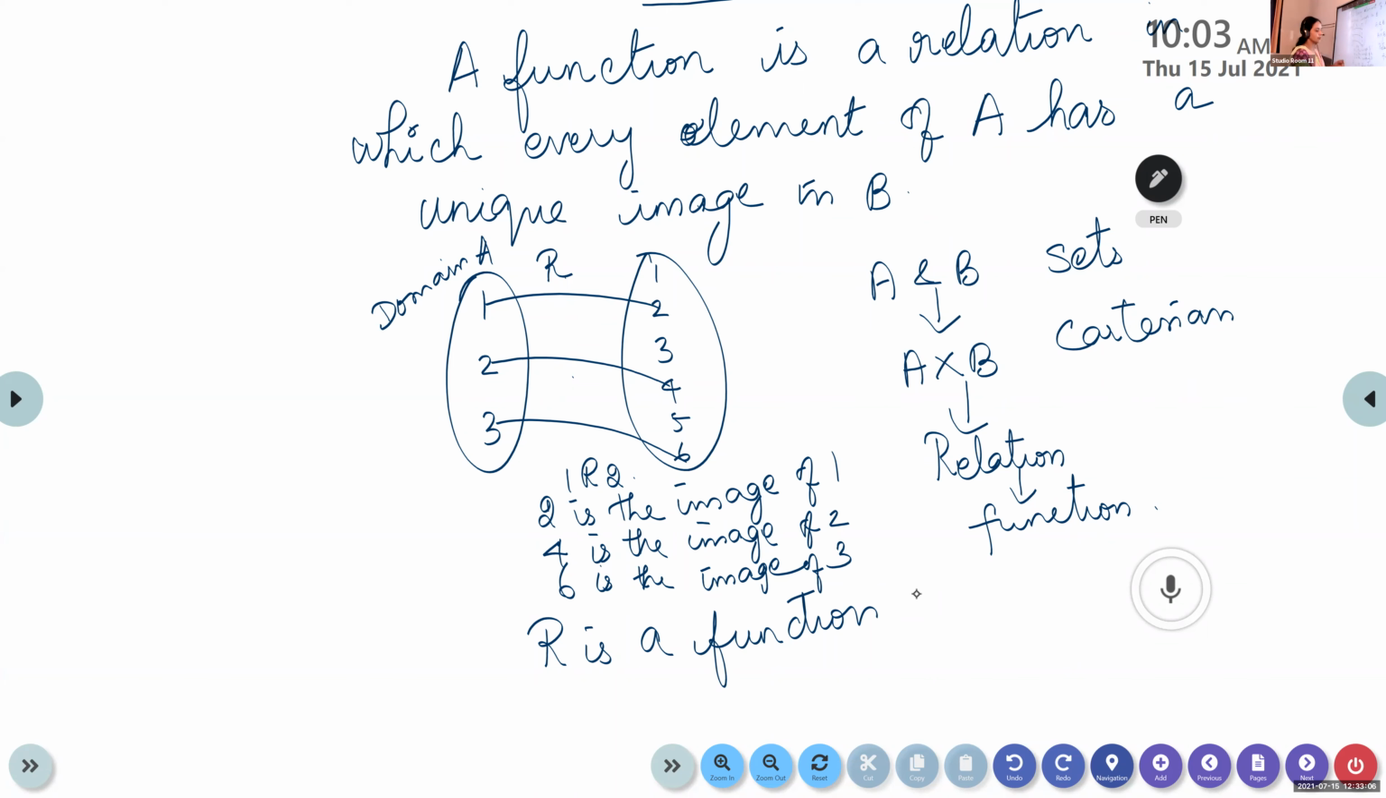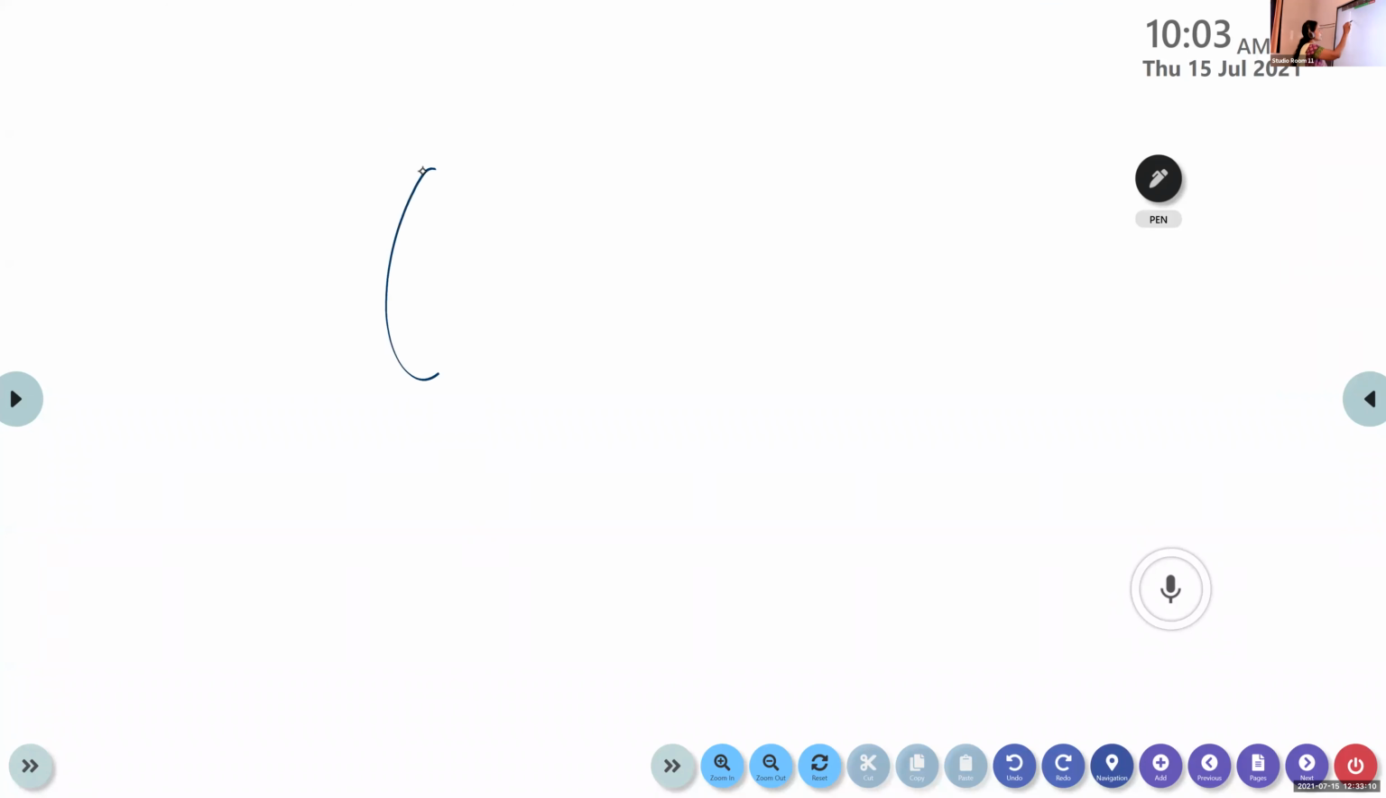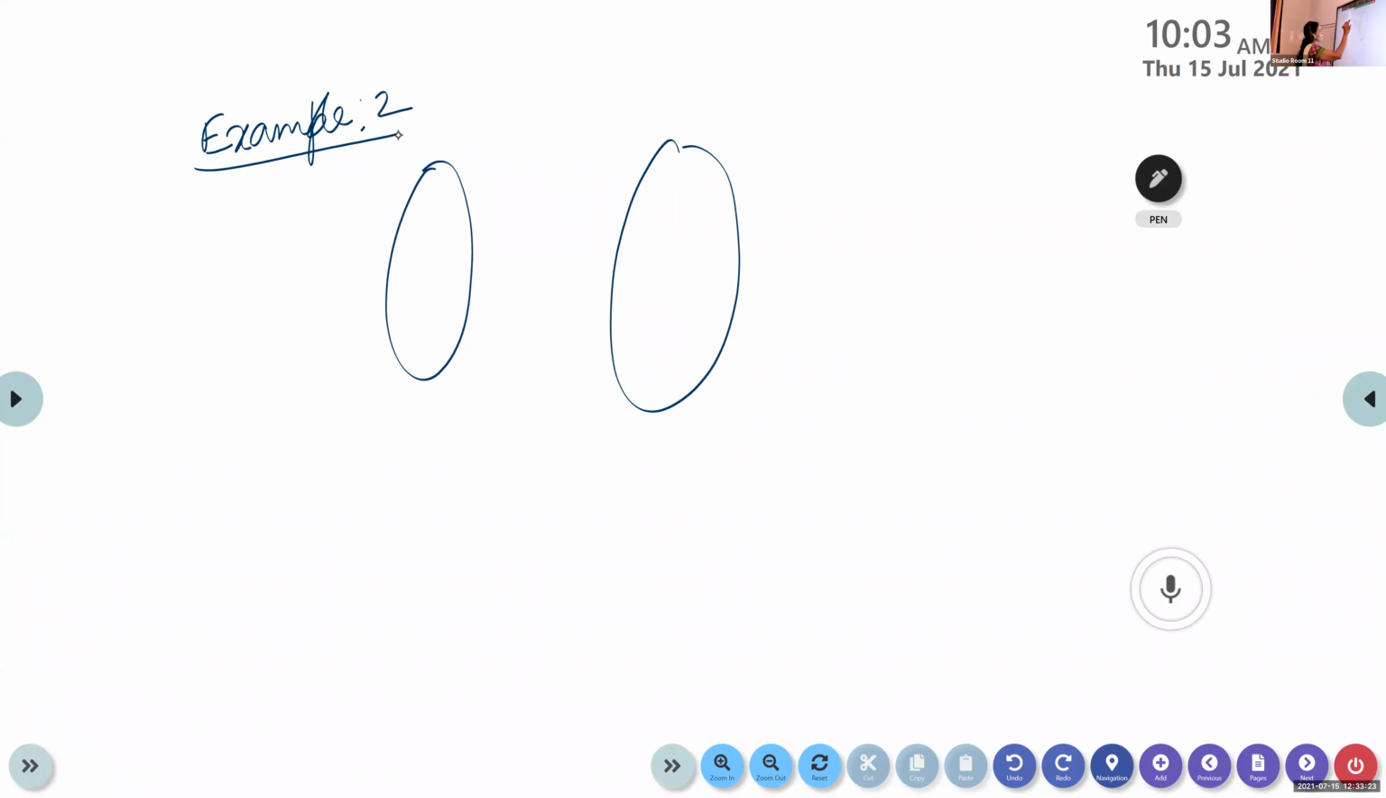Okay, children. Now look at the next one. Suppose you are given a diagram. Look at this diagram and you have to tell me. I'll be asking someone, so be ready for answering this. You draw this one. This is example 2.